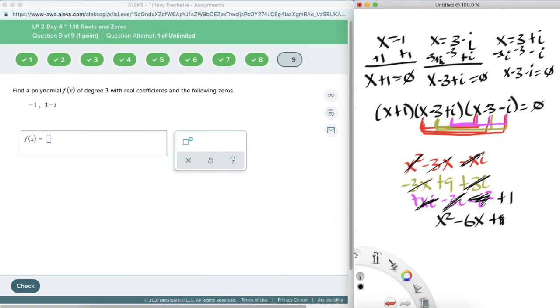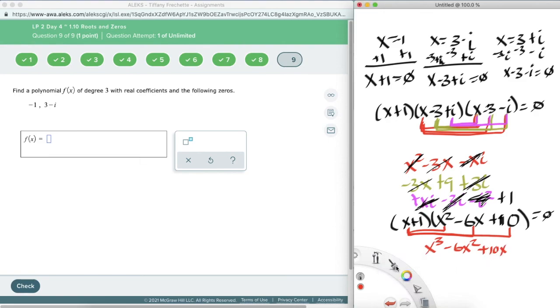Now I can go through and deal with this piece here. So now we're going to multiply, and it still equals 0. I'm going to color code again. x times x squared is x cubed. x times negative 6 is negative 6x squared. x times 10 is positive 10x. And then we're going to move to 1.